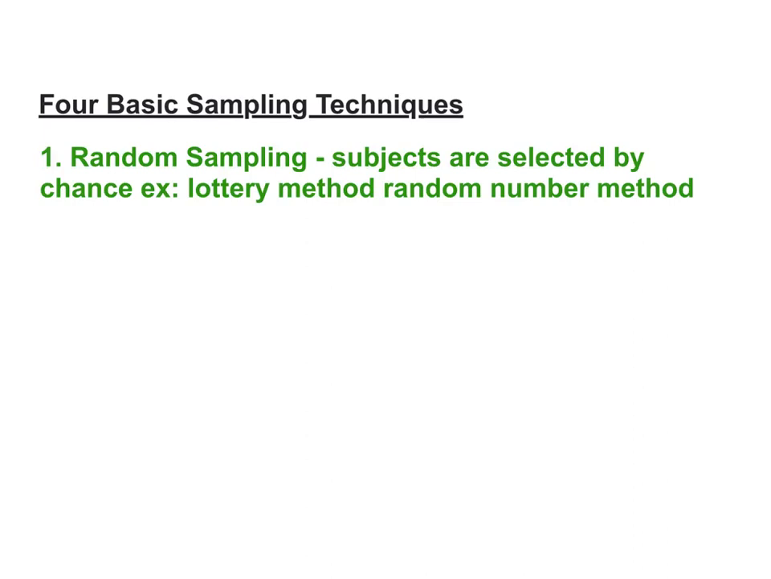Random sampling is selected by chance. A lottery method, for example. A random number method. Okay. A random number generator, where every person in a population or everything in a population was assigned a number, and then we used a random number generator to select those participants in the study. Okay, that's what random sampling is. Subjects are selected by chance.